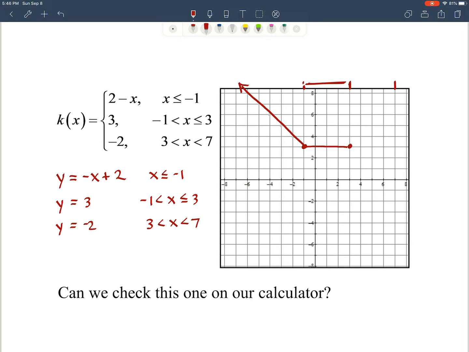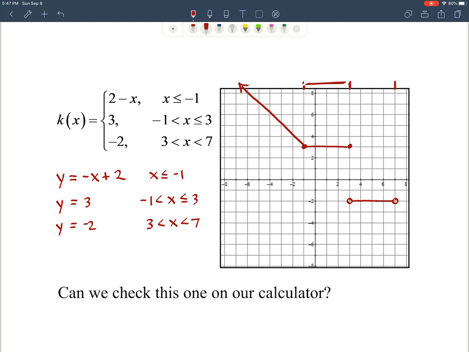And the last part of it here, we have from 3 to 7, our y values are going to be -2. So we need to go down here to when x is 3, y is -2. We need to put an open circle here, and it's going to be a horizontal line until we get to 7, and then we need to put another open circle at the end.